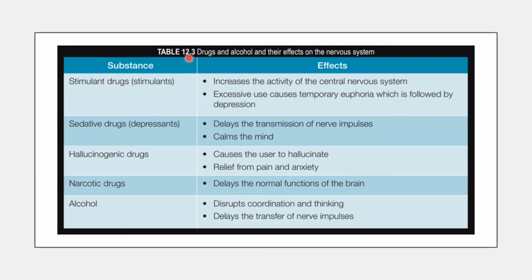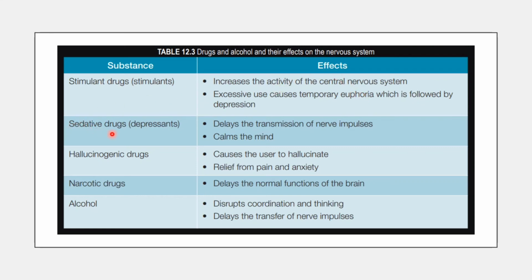This table shows drugs and alcohol and their effects on the nervous system. For stimulant drugs or stimulants, it increases the activity of the central nervous system. Excessive use causes temporary euphoria, which is followed by depression. So what is euphoria? Euphoria is a feeling or state of intense excitement and also happiness.